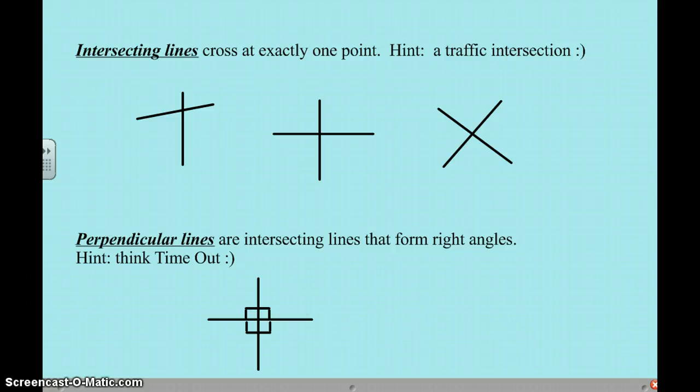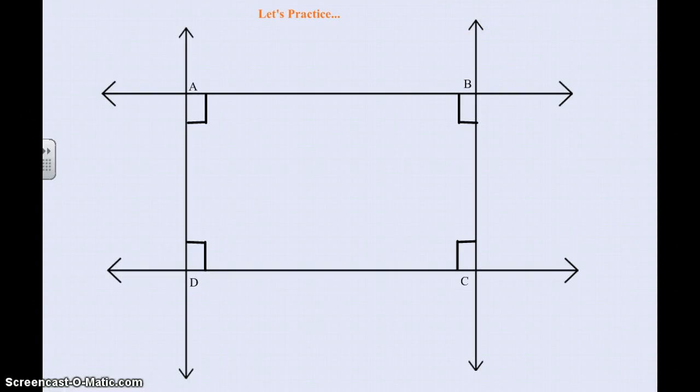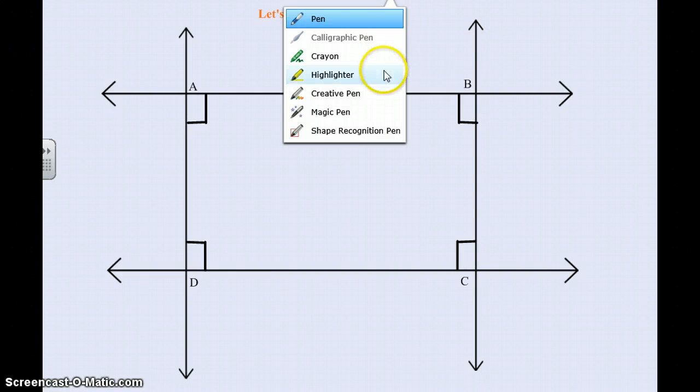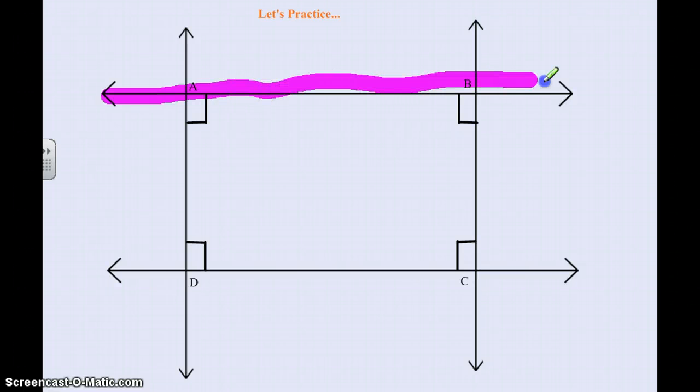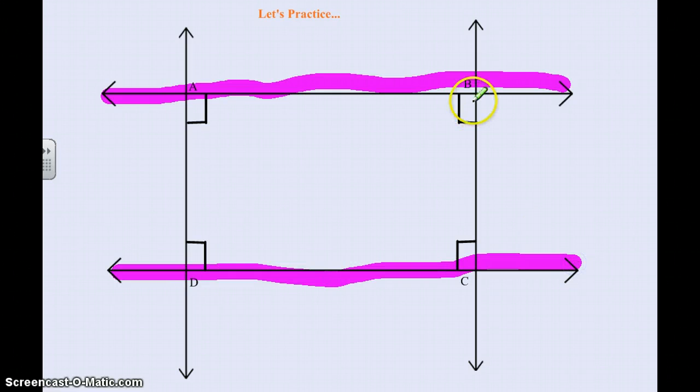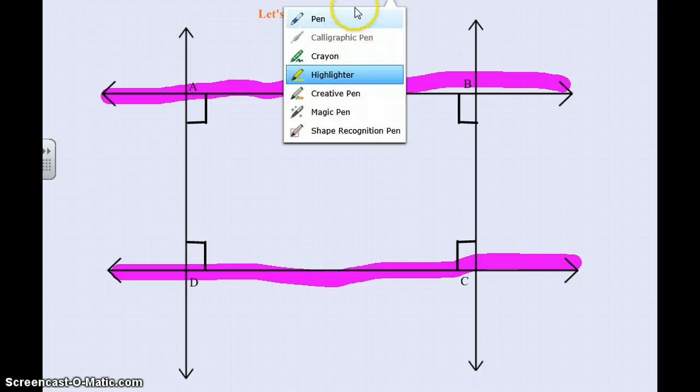All right, let's do a little practice with parallel and intersecting lines. Let's say you were asked to find the parallel lines in this figure. We know parallel lines are lines that are equal distance apart. So we have line AB and line DC, and those would be considered parallel lines.